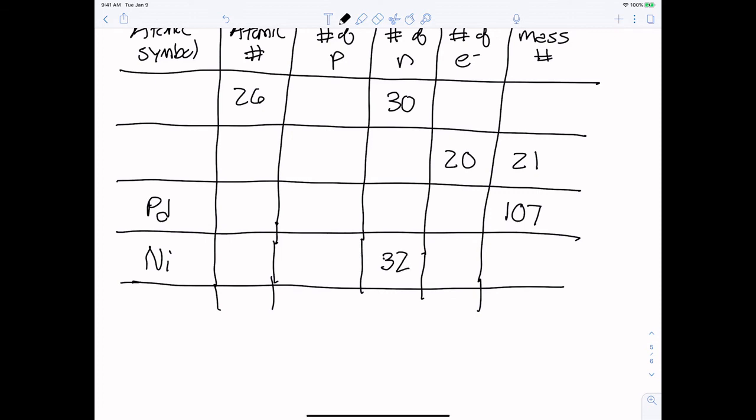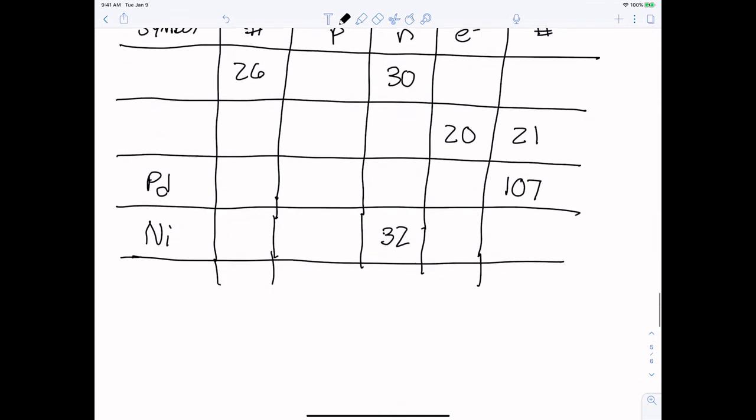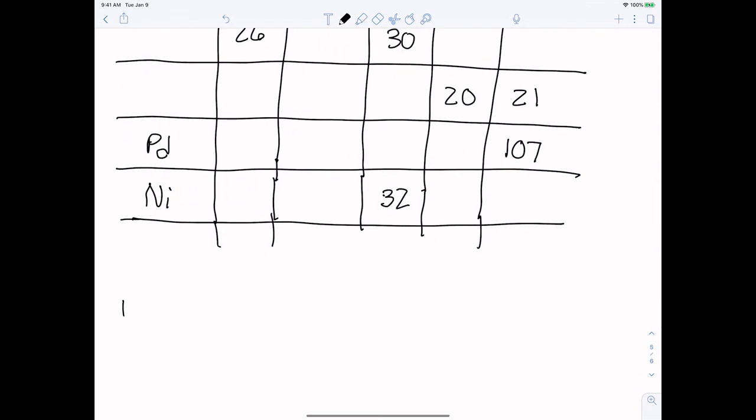Okay, so what we're going to do is fill in the missing pieces. I do have electrons on here, so we're going to throw that in real quick. For neutral atoms, and we're only going to deal with neutral atoms right now because I have not talked about ions. So we can do another table like this after I talk about ions, and then that column is going to be a little bit different.